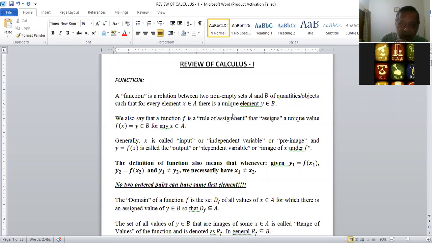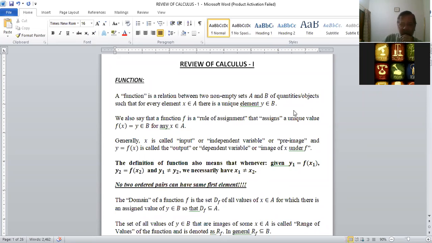So a function is a relation between two non-empty sets A and B. These sets should be non-empty and they can contain quantities, objects, ideas, whatever, but they have to be non-empty, such that for every element in the first set there has to be a unique element in the second set.